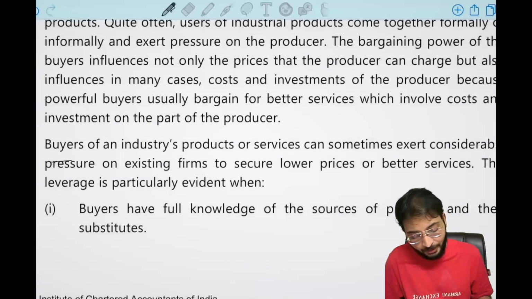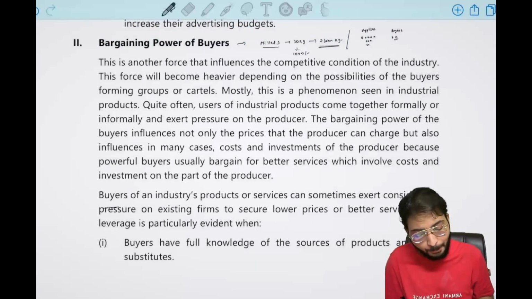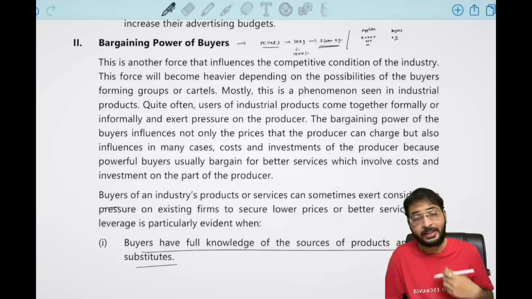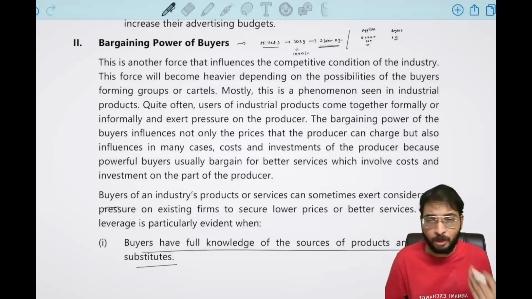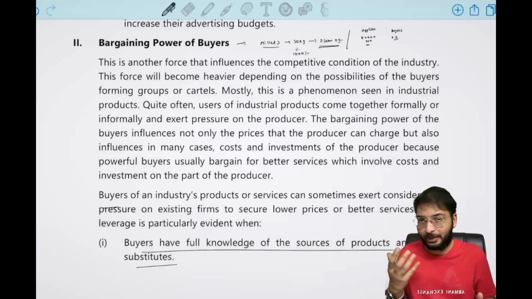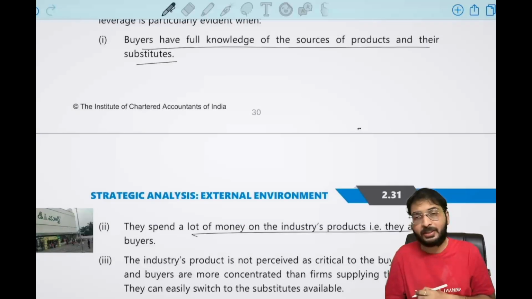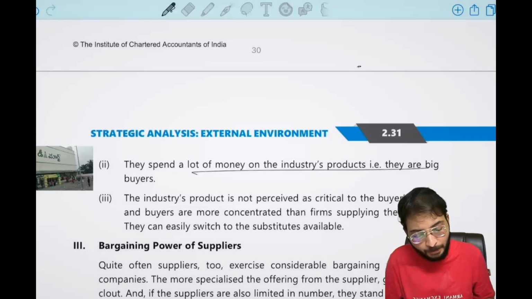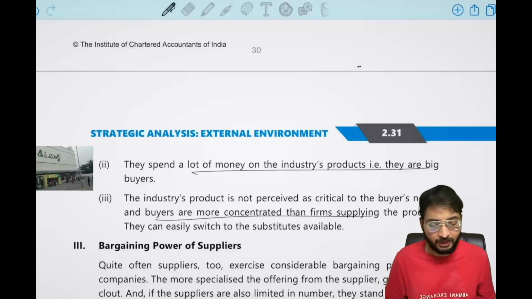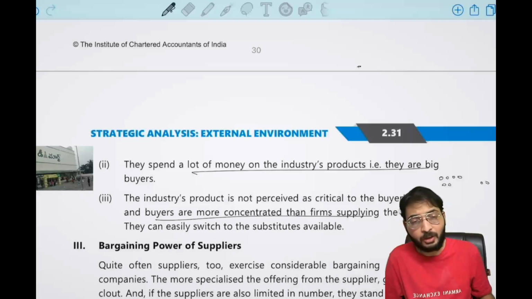When will we have a bargaining power of buyers? In three scenarios. Number one, buyers have the full knowledge of the source of products and their substitutes. When the buyers have full knowledge about the products, they will say that this is not the pricing you should be getting, you can get it at a lower cost, and they will bargain. Second one, they spend a lot of money on the industry products, that is, they are big buyers. Example, I've given you DMart. Third one, industry product is not perceived as critical to buyer need, and the buyers are more concentrated than the firms supplying, which means there are more number of suppliers and less number of buyers.